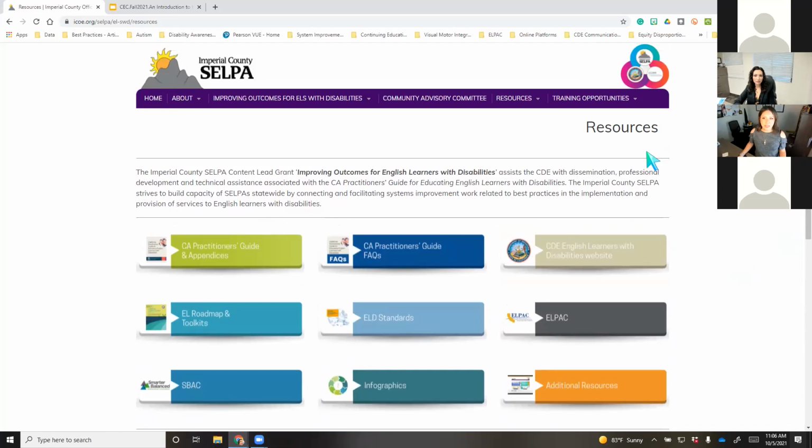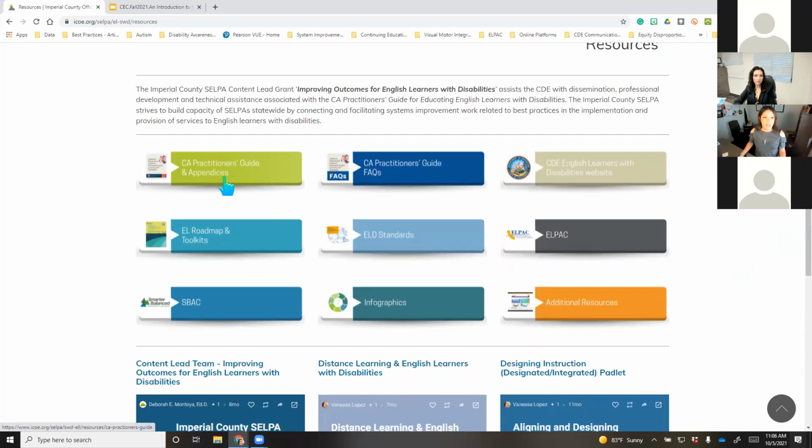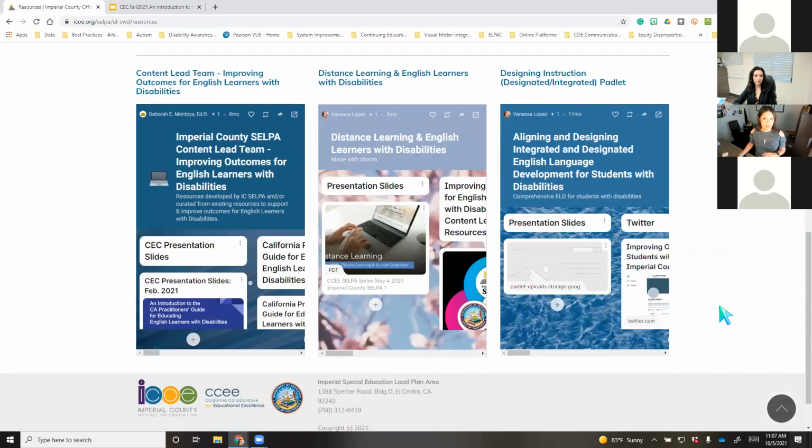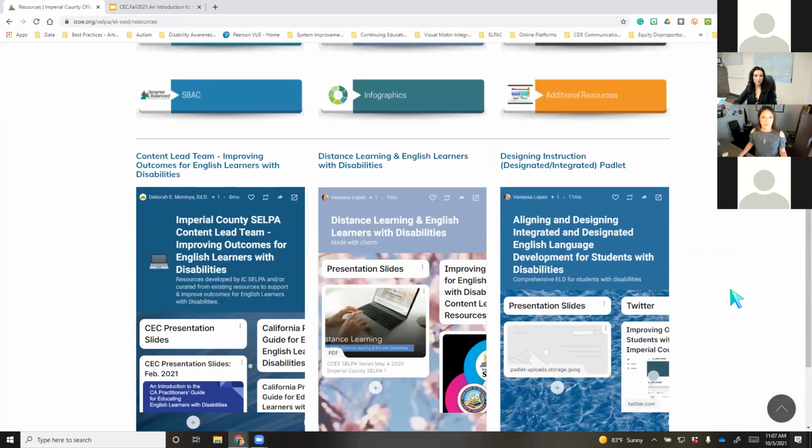So once we're here at the resources page of our website, you can see information related to the practitioner's guide and its appendices, frequently asked questions, CDE English Learners with Disabilities website, ELD standards, all things LPAC, all things SBAC, our infographics, and additional resources. If you scroll further down, you'll see 3 of our featured Padlets. Again, these are not all of the Padlets that we have. We have additional ones listed up here, and we'll go through them briefly.